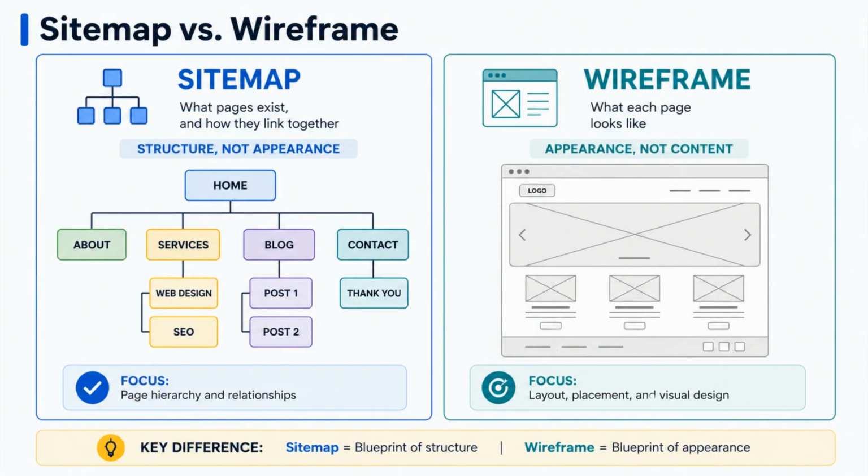Two planning documents that are easy to confuse because both happen before any code gets written, but they answer completely different questions. A sitemap answers, what pages exist and how do they connect? It's structure, not appearance, usually drawn as a tree. A wireframe answers, what does this one page actually look like? Where's the logo? Where's the nav? Where does content sit? Sitemap first, then a wireframe for each page on it. We'll build wireframes directly, starting next chapter.